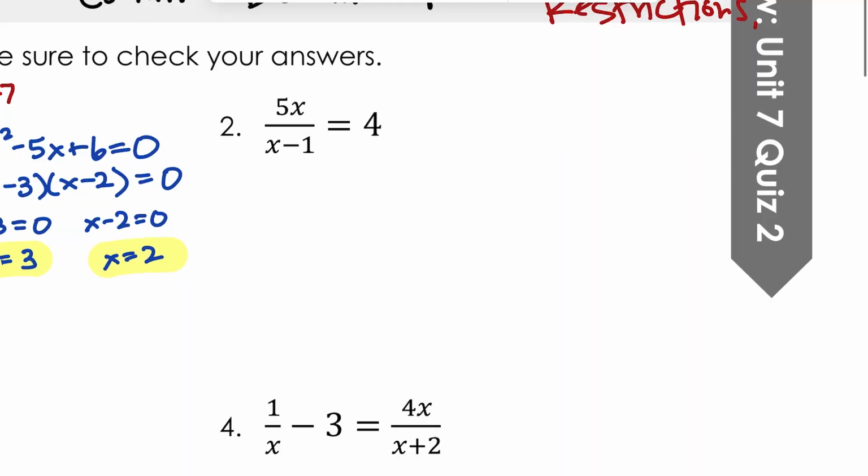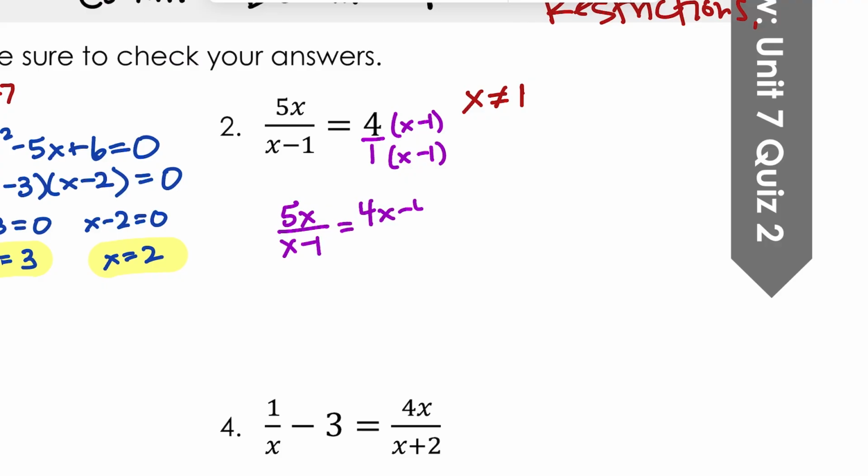So for number 2, the only domain we have is that x minus 1. So x cannot equal positive 1. Once we go through it, we'll make sure x does not equal positive 1. Okay, so because that's our only denominator, we kind of have 4 over 1. This fraction on the right needs the x minus 1 so that they'll both have common denominators. So here I have 5x over x minus 1 equals 4x minus 4 over x minus 1. And since they both have those common denominators now, I can just set the numerators equal. So I have 5x equals 4x minus 4.